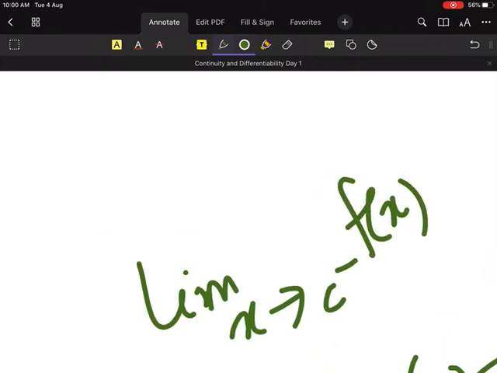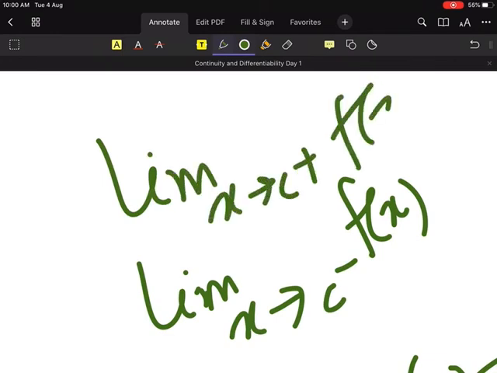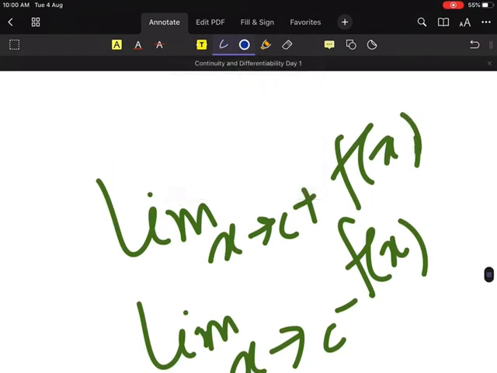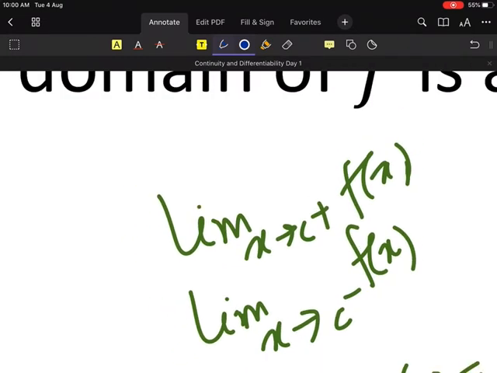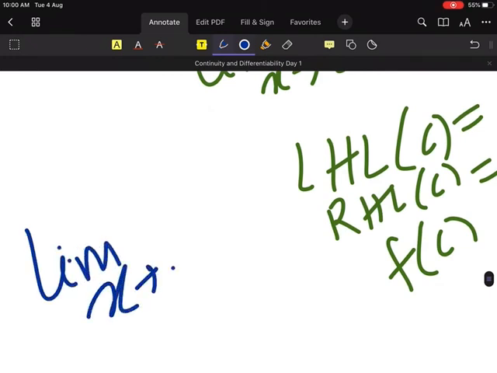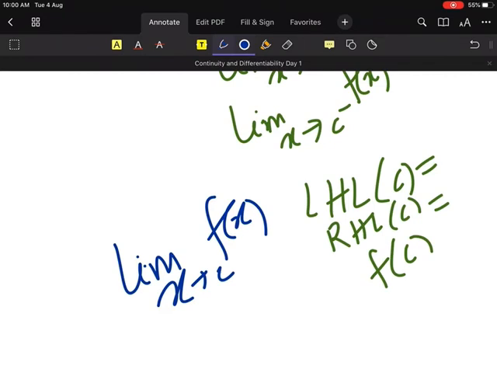So the left hand limit is limit x tends to C minus of f(x), where C is the point. And what is our right hand limit? Limit x tends to C plus of f(x). And yesterday I told you, if these two limit values are equal, it means the limit exists. And if the limit exists, we can combine these two and write limit x tends to C of f(x), with no C minus, no C plus. Am I clear? Everyone understood? Yes or no?